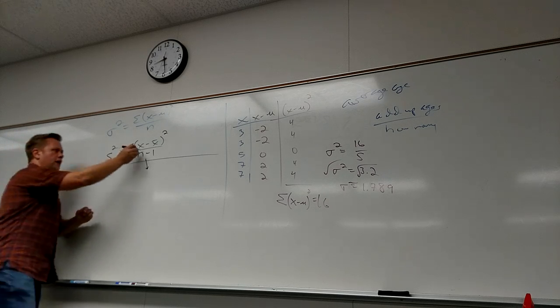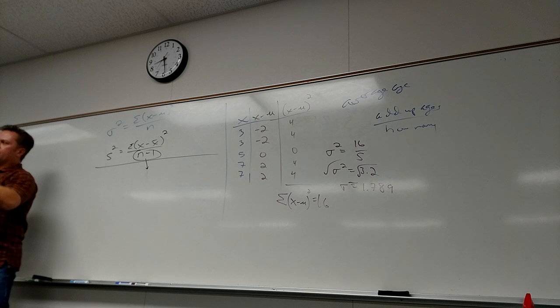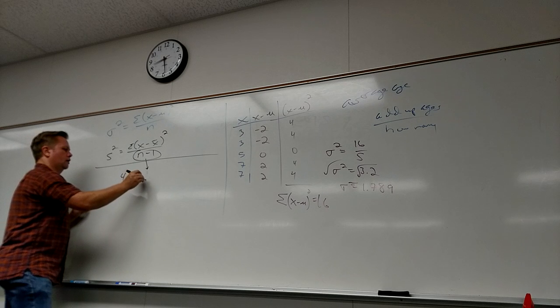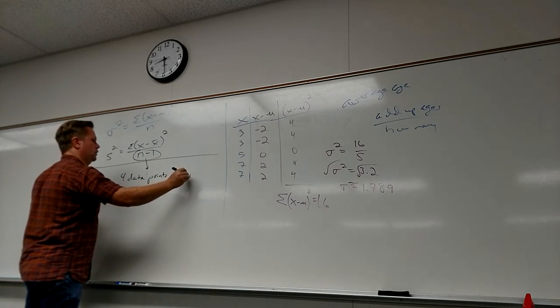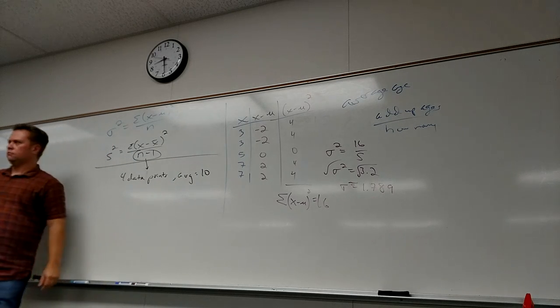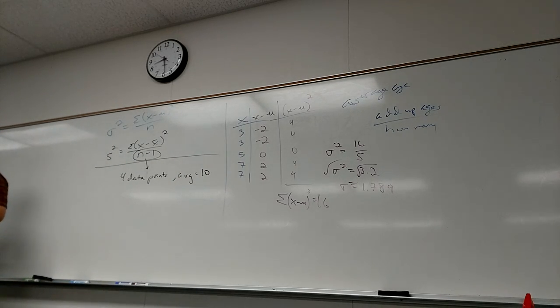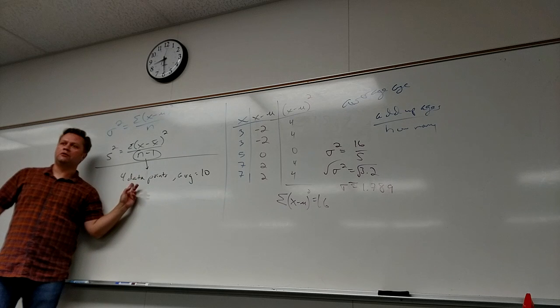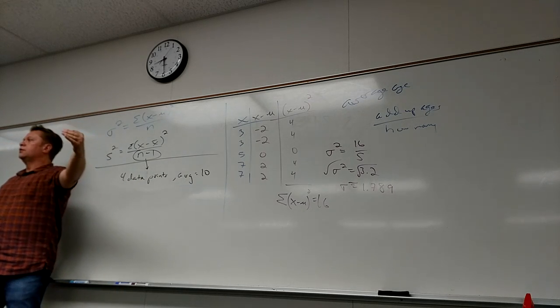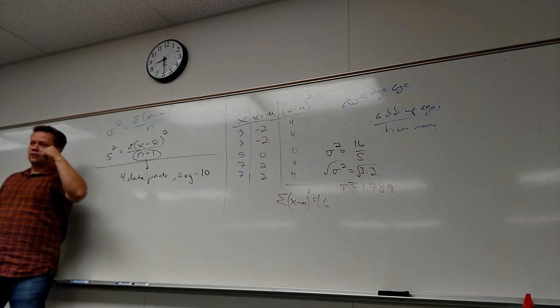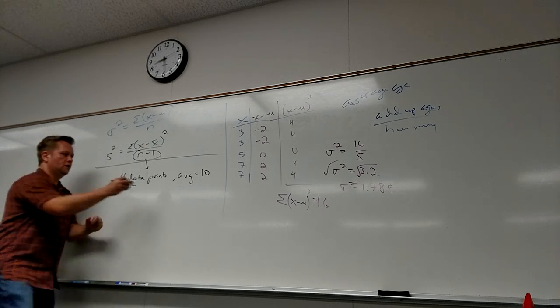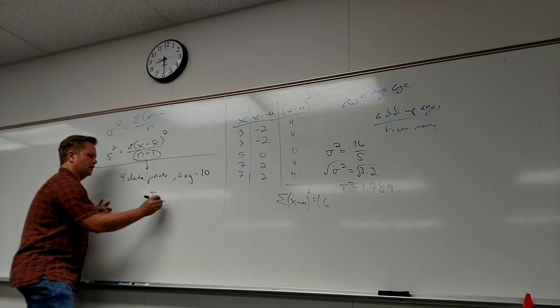Okay. Now, look at n minus 1 a little bit closer. If I have 4 data points, and I want the mean to be 10, do you know anything about the data points themselves? I don't know what each data point is, but I do know what they add up to be. What's the only way to get an average of 10 from 4 data points? What do you divide by 4 to get 10? 40. The sum of the data points divided by n equals 10 in this case.